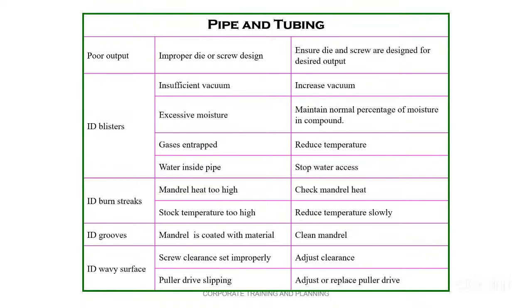Then see the ID grooves, if they are not proper, the mandrel may be coated with a material. Then clean the mandrel. Then a wavy surface generally occurs on the pipe surface. Then you have to check if the cleaners are set improperly, then adjust the cleaners. Puller drive slipping: then adjust or replace the puller drive.